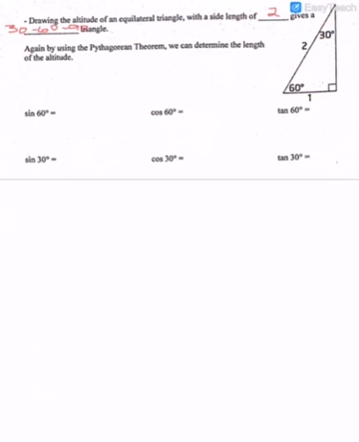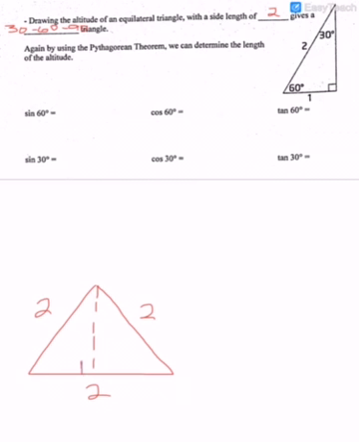Now the other right triangle is called a 30, 60, 90 triangle. And how we came up with that is we started with an equilateral triangle where all the side lengths were 2. Then we took that and we cut it in half and made a height. So whenever you make a height, that's going to form a 90 degree right angle.